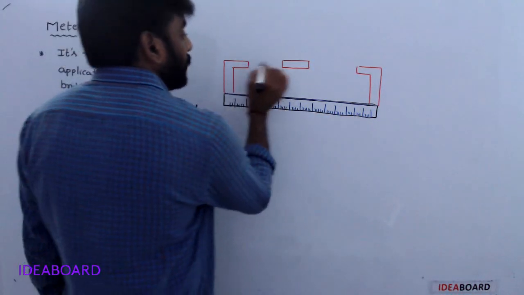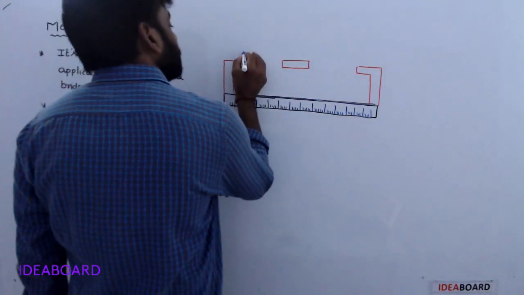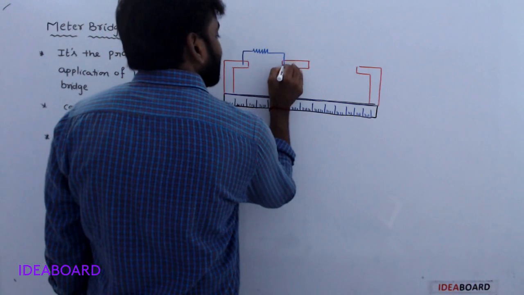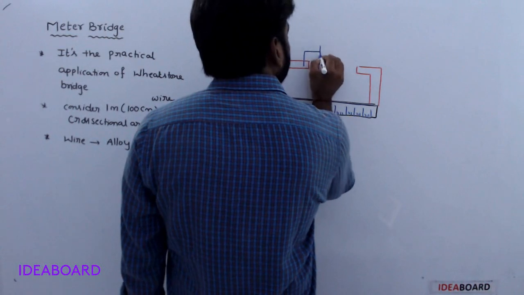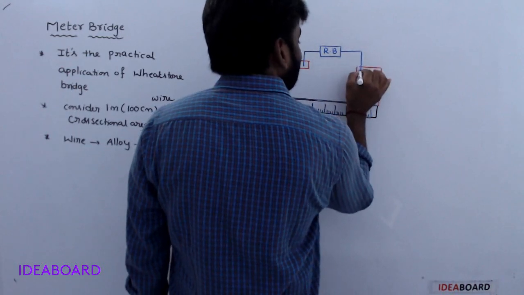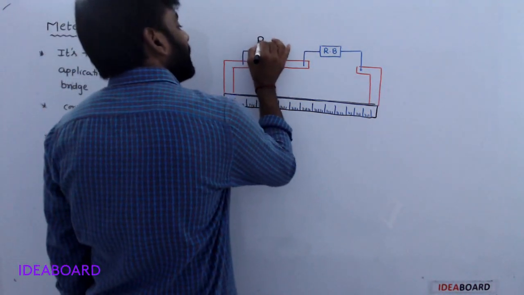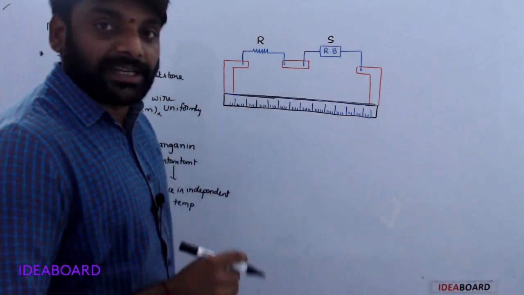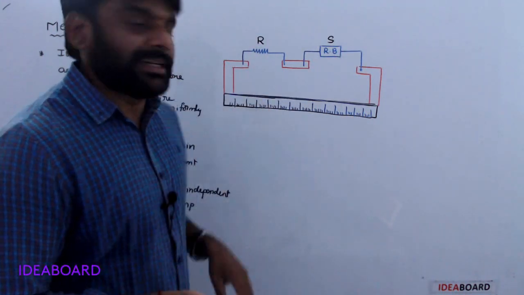Here there are two gaps. In the left gap, the unknown resistance is placed. In the right gap, the standard known resistance, RB, meaning resistance box, is placed. This one is the unknown resistance, and this one is the standard resistance.